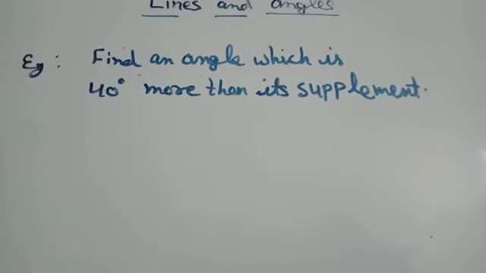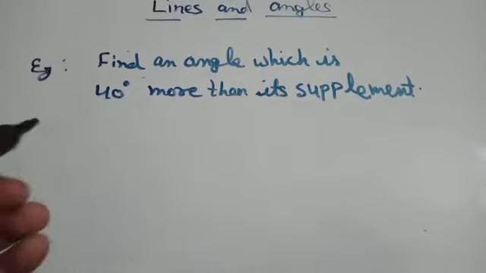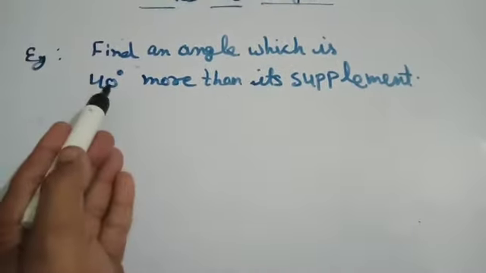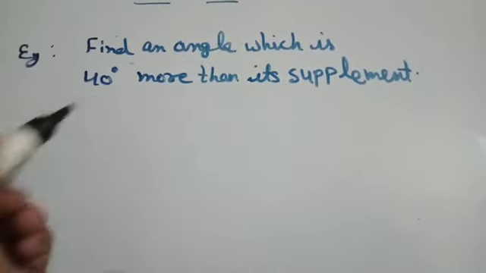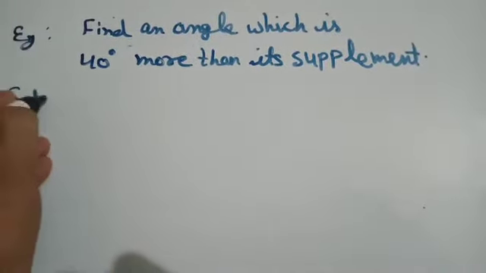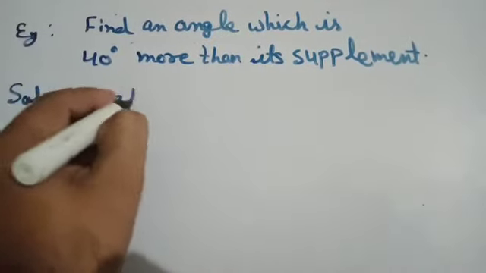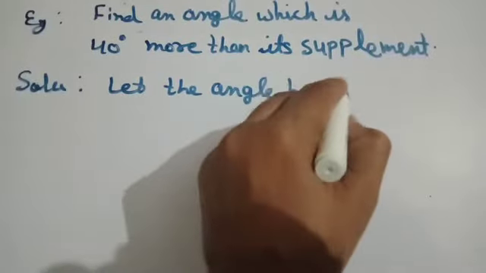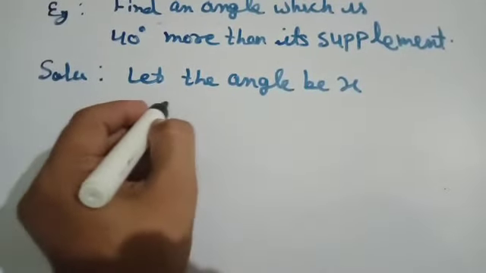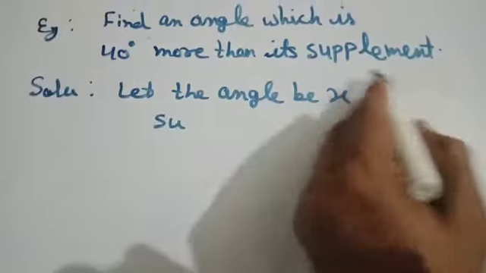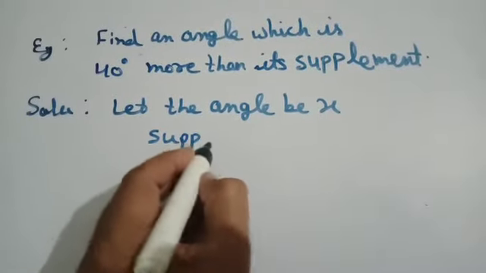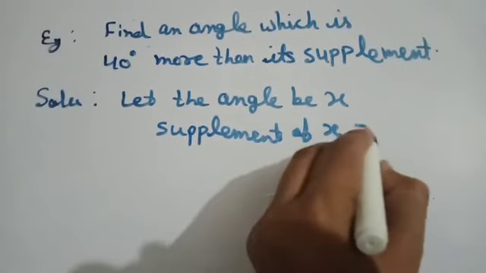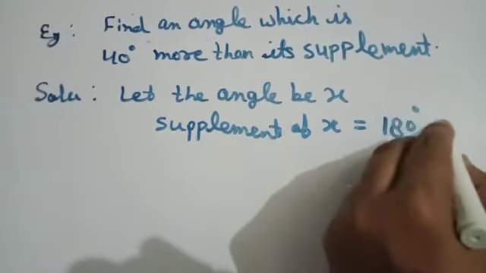Now student, another question based on lines and angles: find an angle which is 40 degree more than its supplement. First you consider, let the angle be X, and the supplement angle of X is 180 degree minus X.